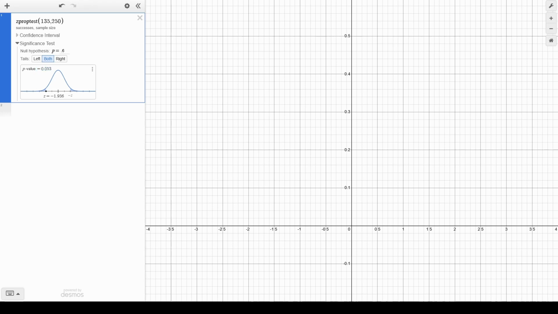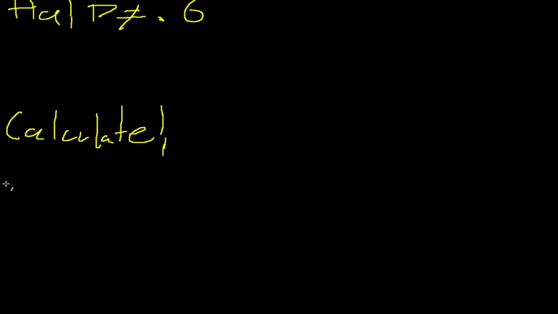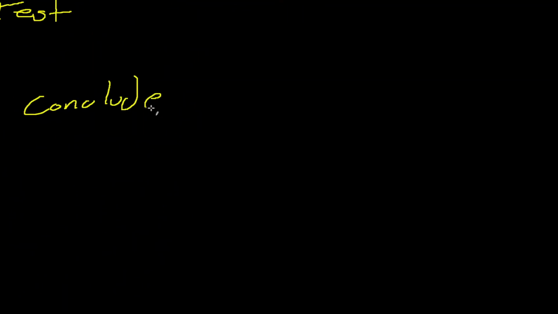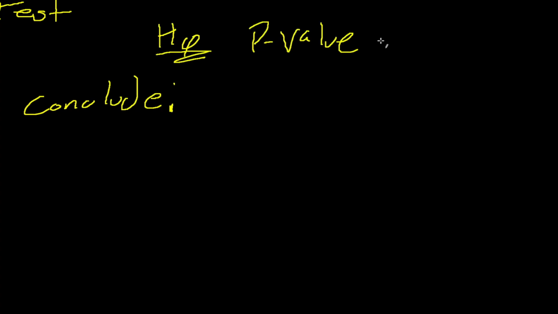So now we can go back here. We need to say that the z-score is equal to 1.936, and the p-value that we got is equal to 0.053. When we want to conclude this, we have to include three parts: whether we accept or reject the null hypothesis, the p-value, and what we have convincing evidence of or not.